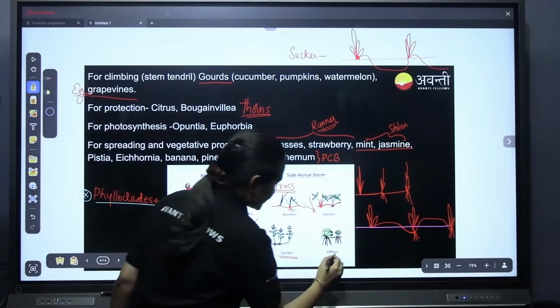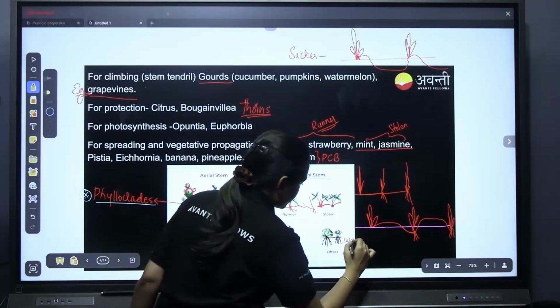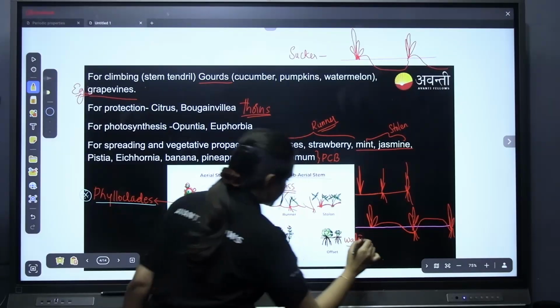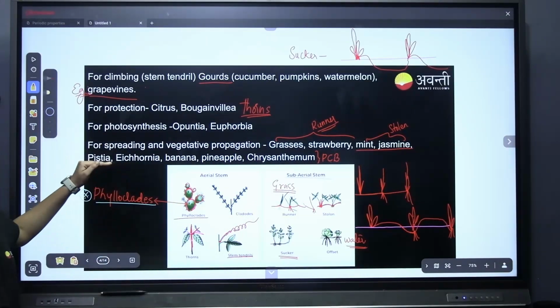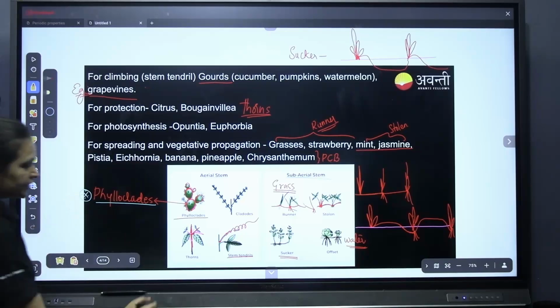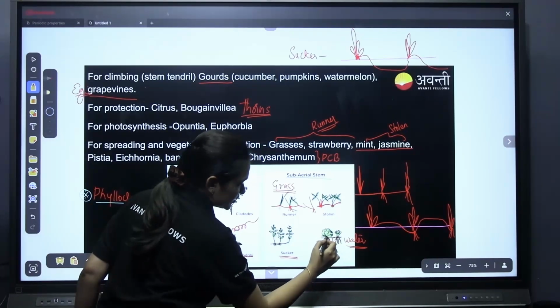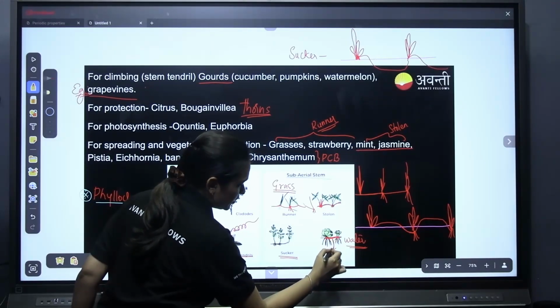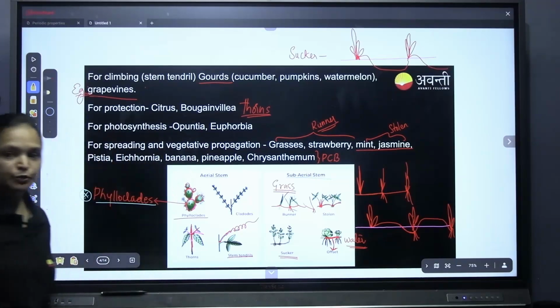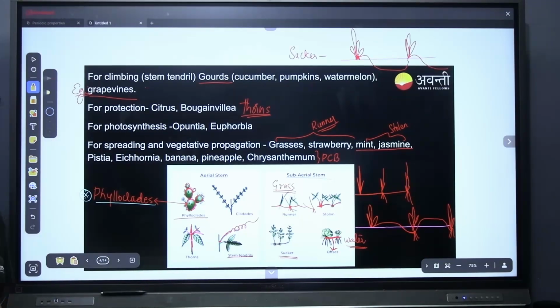Now coming to the offset, it will be mostly water plants, that is pistia and eichhornia. This one is called offset. This is one plant, this is another plant, in between we can see, that is called offset. This is how they propagate vegetatively.